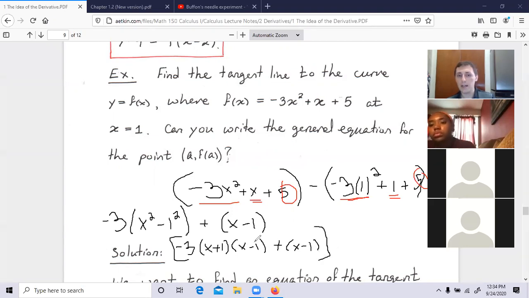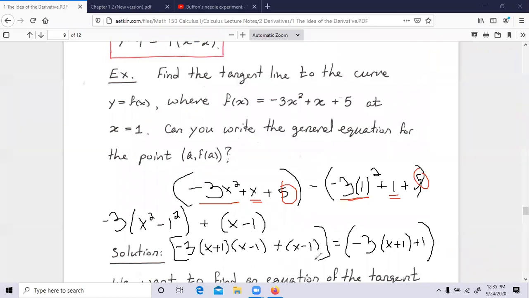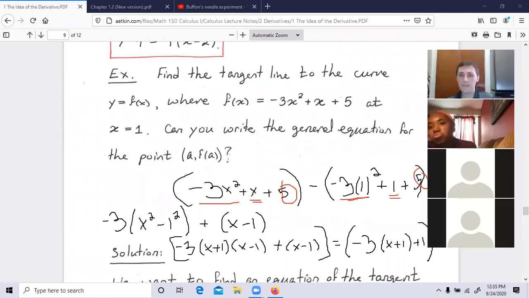And then notice that x minus 1 is a common factor. So I can write this now as minus 3 times (x plus 1, plus 1), yes, multiplied by x minus 1. Any questions so far? You see how I did it?